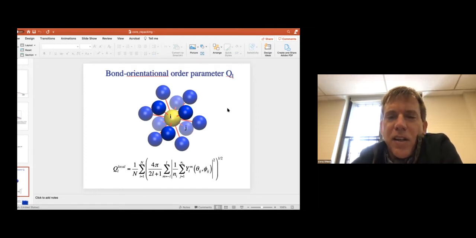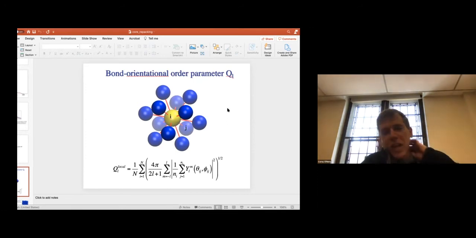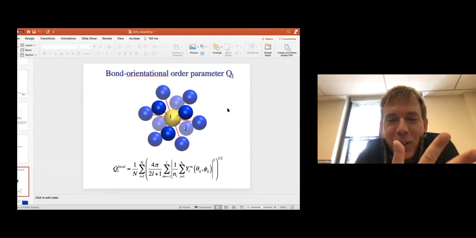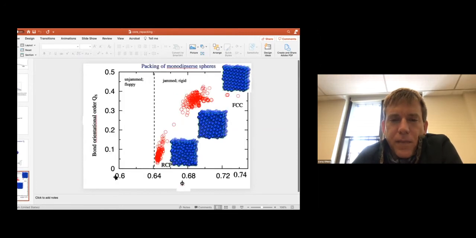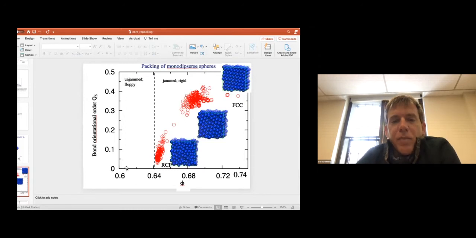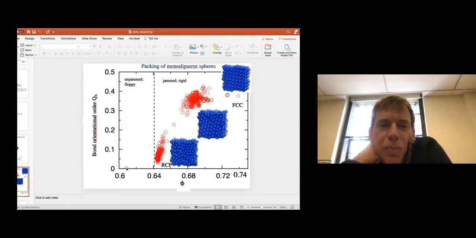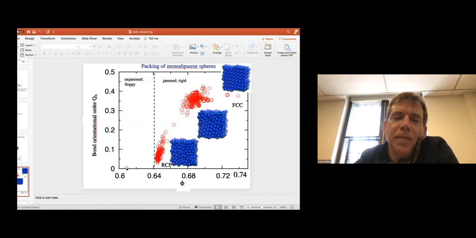So you can imagine stacking oranges in an FCC. Oranges, which are roughly spheres, can form these face-centered cubic structures, and then you can look for Q6 order, and it'll be large. There's a well-known relationship between this order parameter, Q6, which is this 6-fold bond orientational order parameter, and the packing fraction. And this idea is pretty simple.